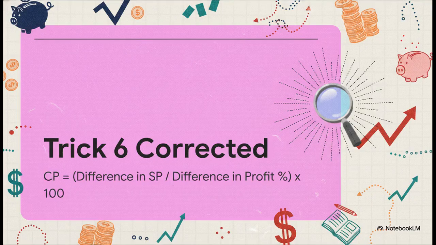And here is that actual, carefully derived formula that came out of that little correction. If an item is sold at 2 different profit percentages, you can instantly find the original cost price. How? You take the difference in the selling prices, divide it by the difference in the profit percentages, and just multiply the whole thing by 100. It is an absolute lifesaver when you need to reverse engineer a starting price.